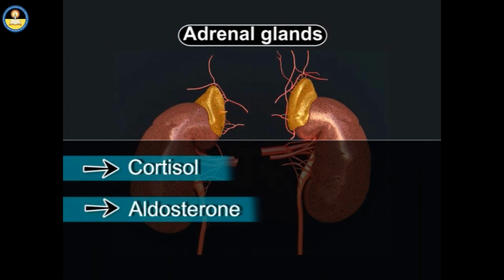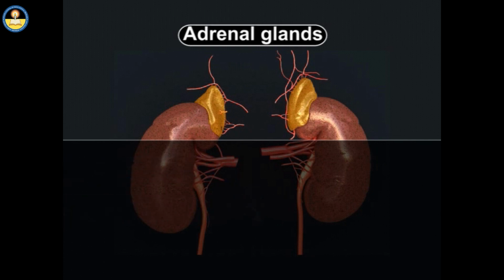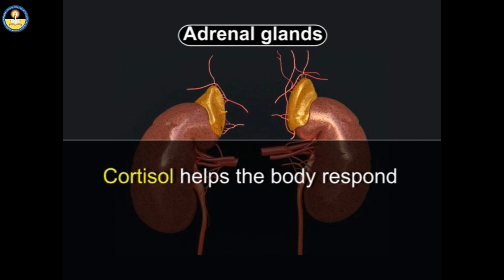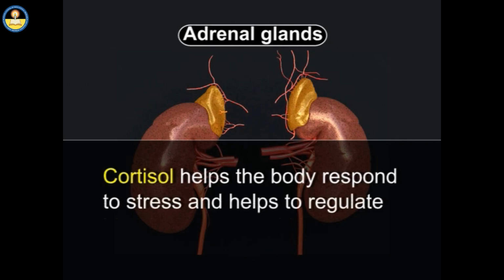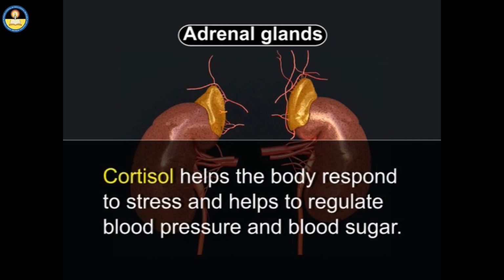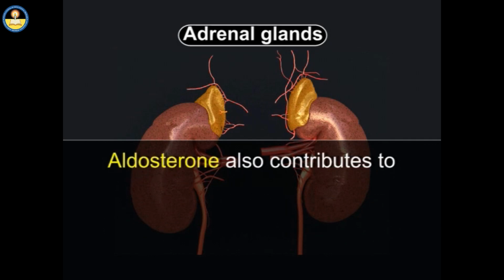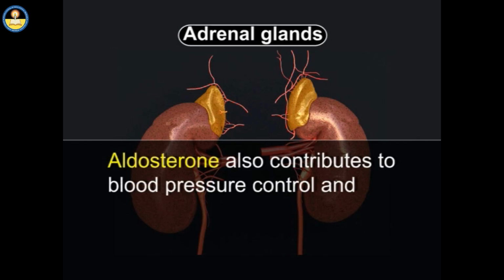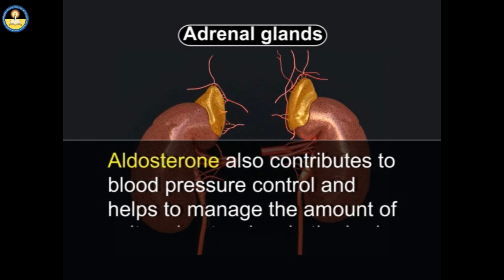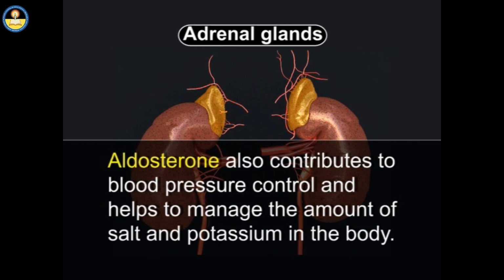Cortisol and aldosterone are classified as steroid hormones. Cortisol helps the body respond to stress and helps to regulate blood pressure and blood sugar levels. Aldosterone also contributes to blood pressure control and helps to manage the amount of salt and potassium in the body.